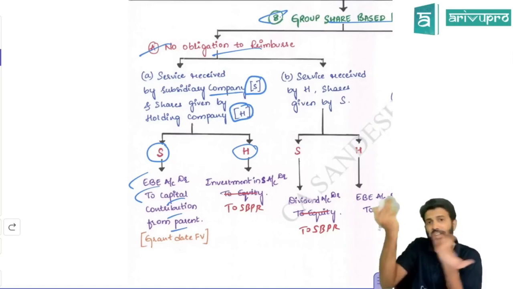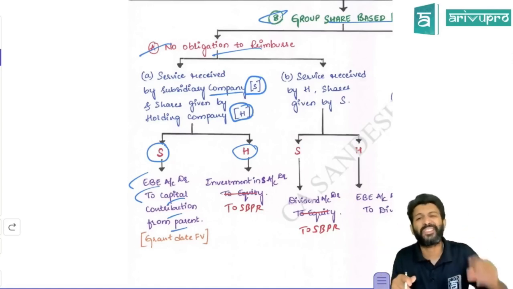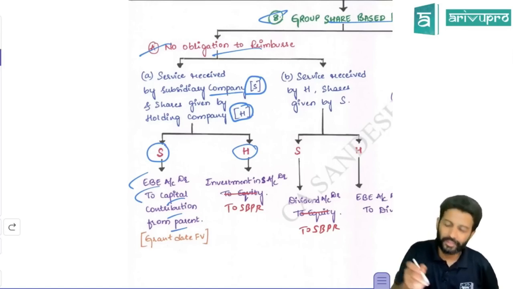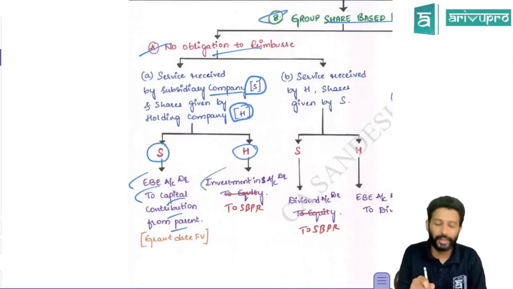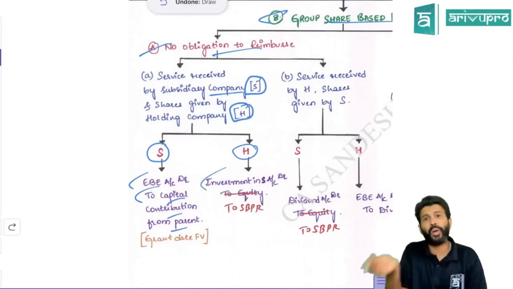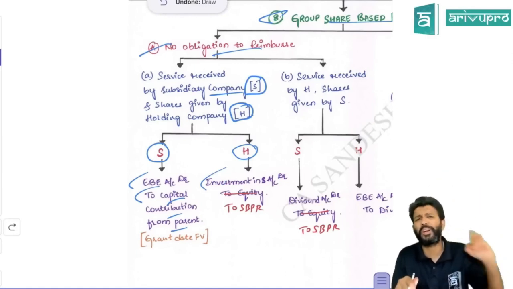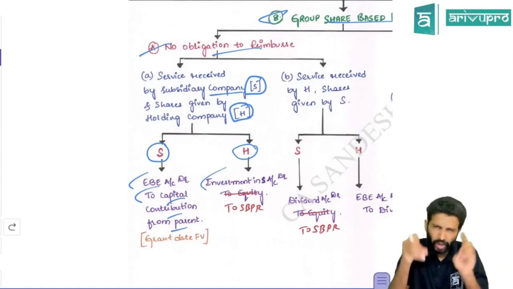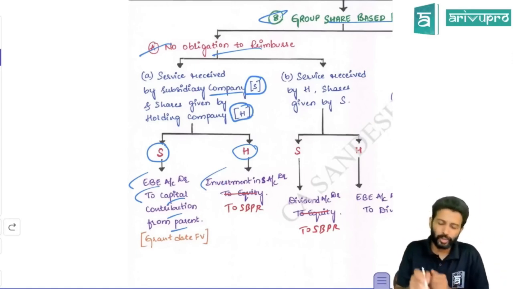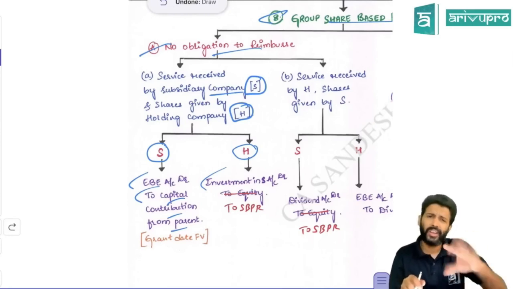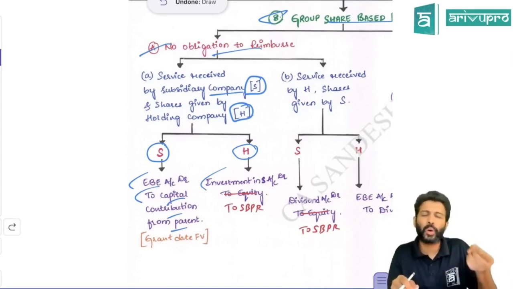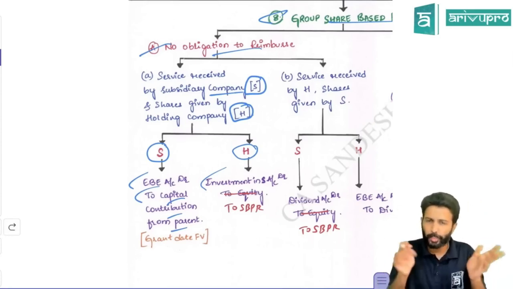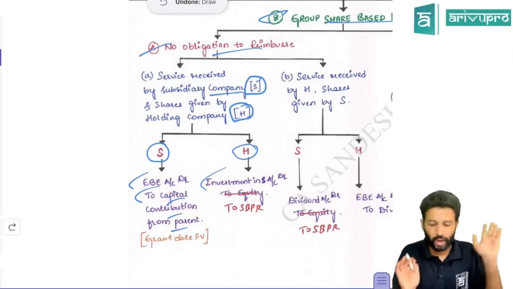H will give shares and get nothing in return, so H will treat it as an investment made in the subsidiary company. They will pass the journal entry: investment in S account debit to SBPR. If they have already issued the shares, you'll write investment account debit to equity share capital. In most of these problems, shares would not have been issued, hence we will use SBPR. Again, check the question, what words they've used, and pass the entry accordingly. If they don't mention anything, credit SBPR itself. This is one thing.